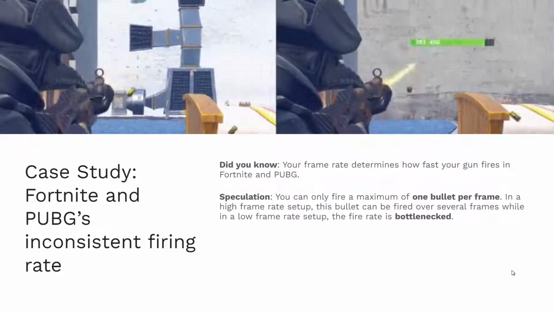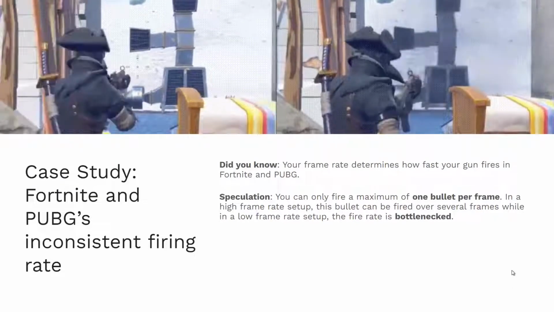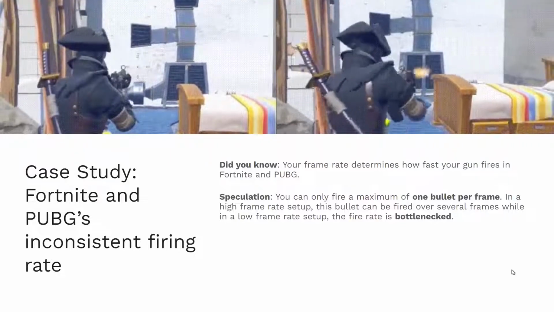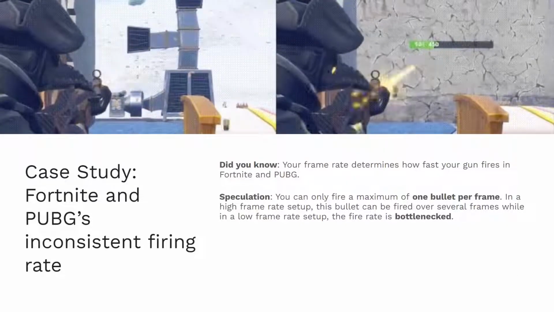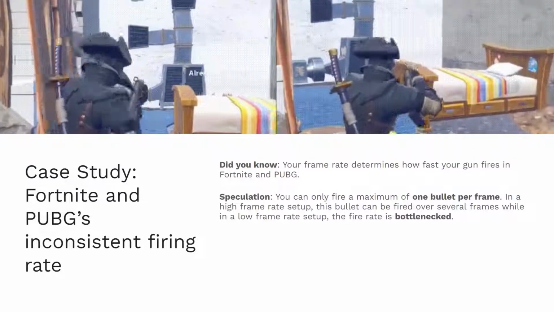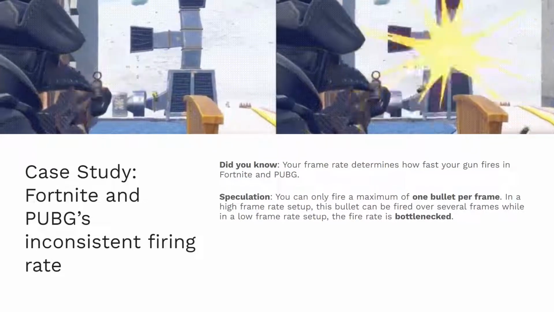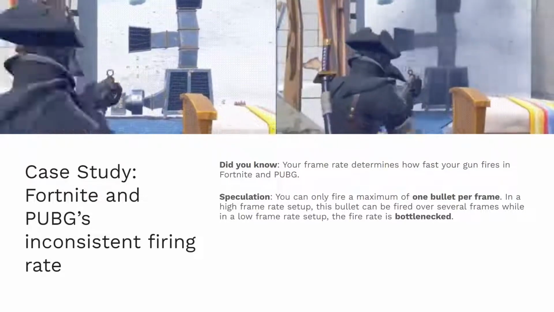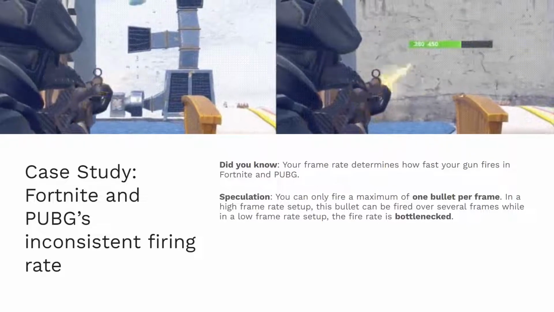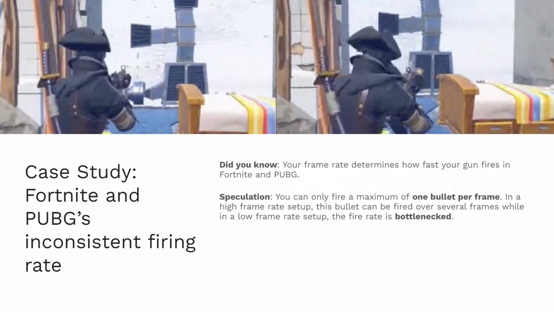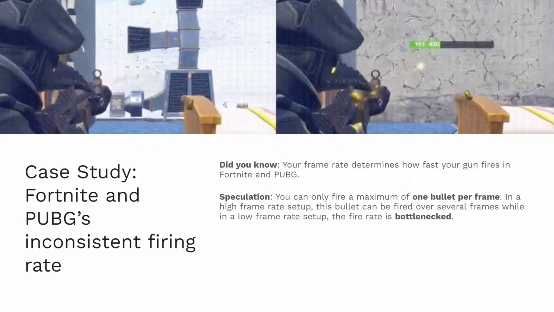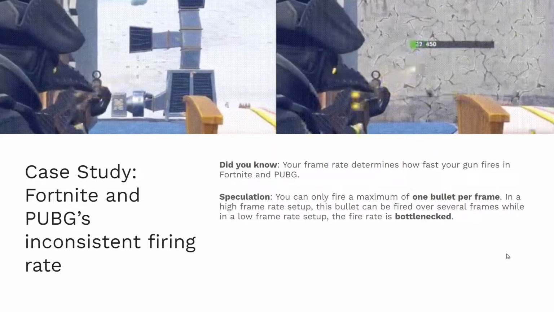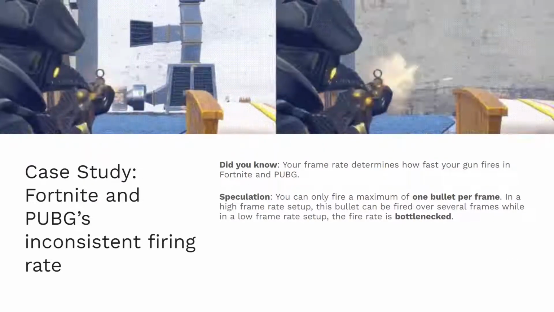And the speculation for this, because we don't actually know what happened here, is that you can only fire a maximum of 1 bullet per frame. And in a high frame rate setup, this bullet can be fired over several frames. Well, in a low frame rate setup, this fire rate is bottlenecked. So say your gun's fire rate is 30 bullets per 1 second or more than that. In a low frame rate, you can't fire more than 30 bullets per 1 second.